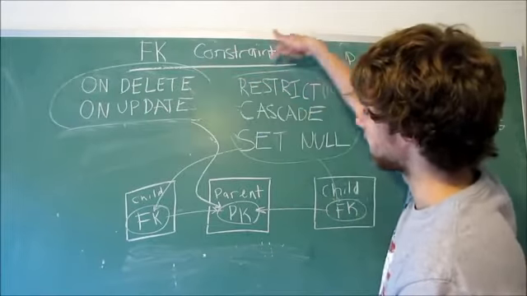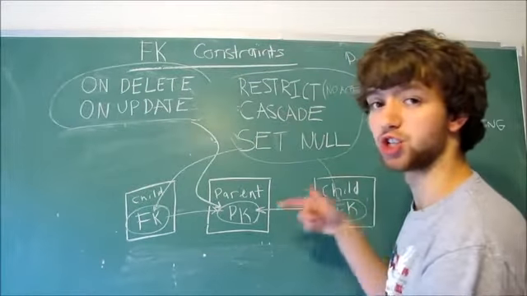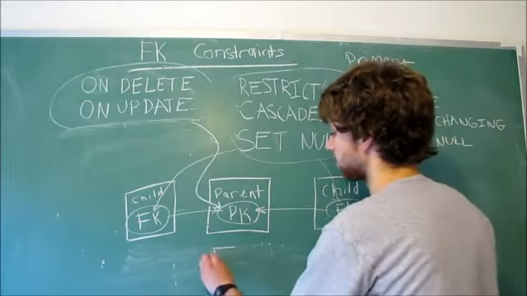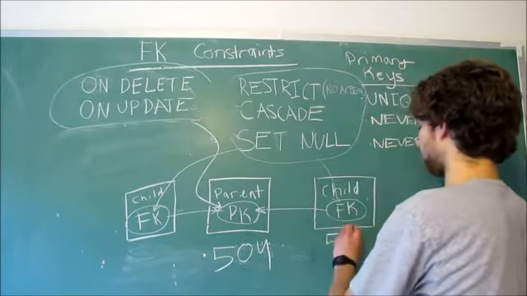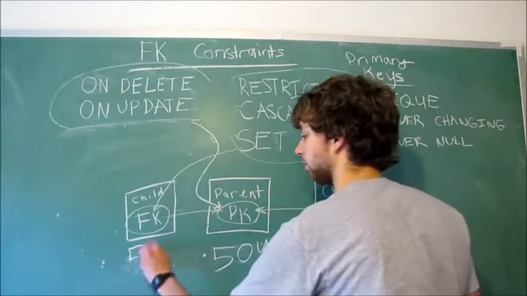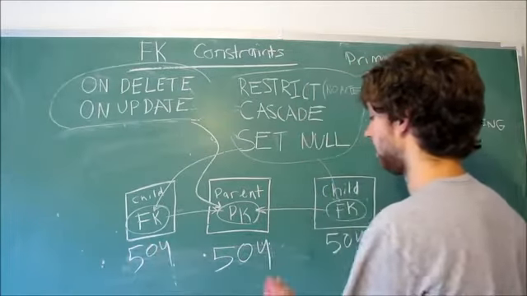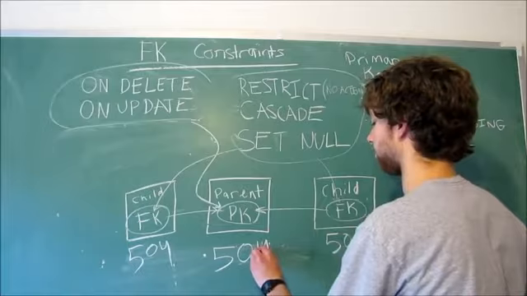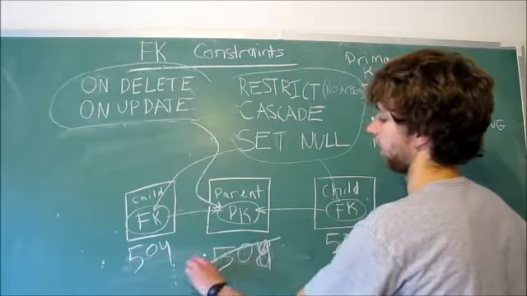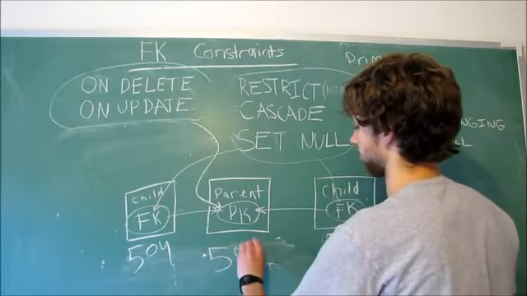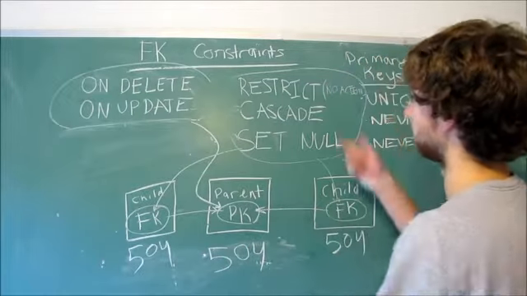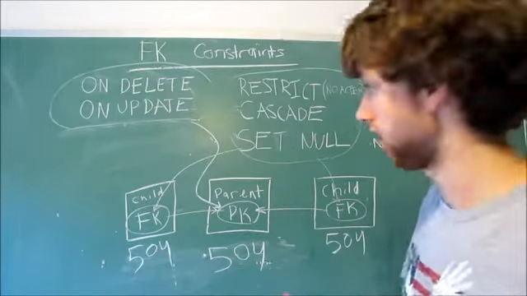Now, restrict on update: if we updated that parent and changed their primary key, so let's say we changed 504, and these children both reference 504 with the foreign key, and then we changed this to 508, it's not going to work, and it will go back to what it was originally, because we have it restrict. We're not going to let that happen, you see?